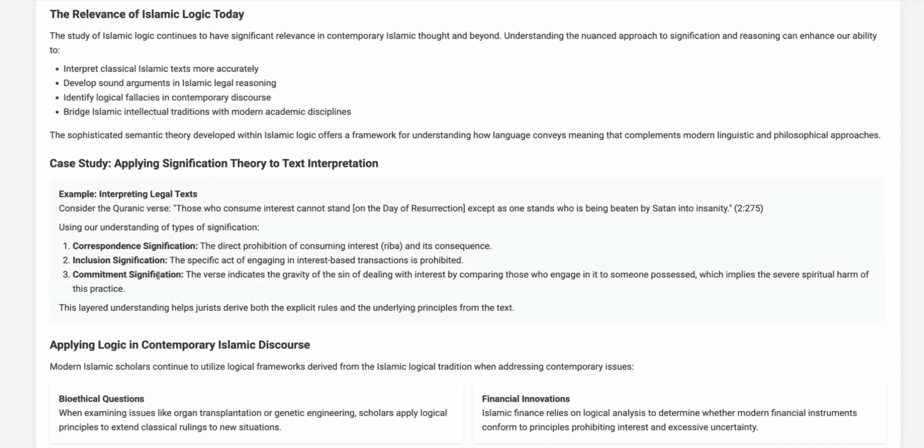I don't like the word commitment, signification. It's an interesting translation, but iltizamiya means like it's lazim. So if you think about it matching 100%, this is a clear prohibition of consuming interest with this consequence. Number two, the specific act of engaging in interest-based transactions is prohibited. Number three, commitment signification. The verse indicates the gravity of the sin of dealing with interest by comparing those who engage in it to someone possessed, which implies the severe spiritual harm of this practice. Doesn't say it, but into insanity? Someone's possessed by shaitan.